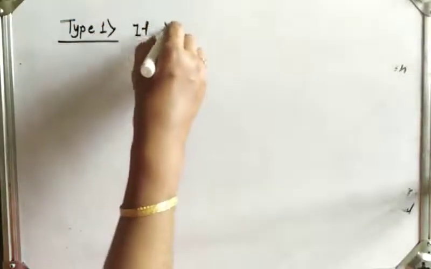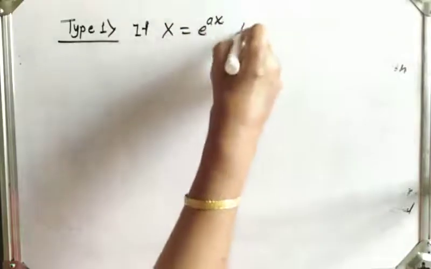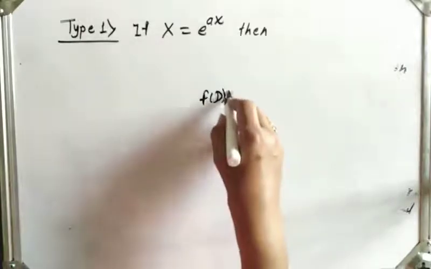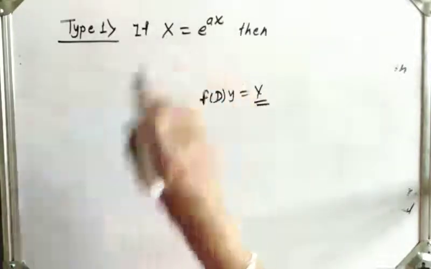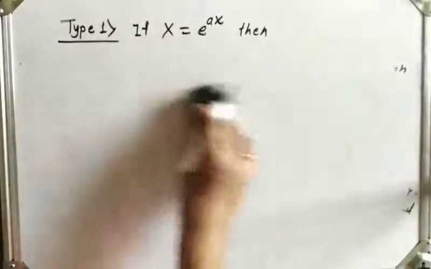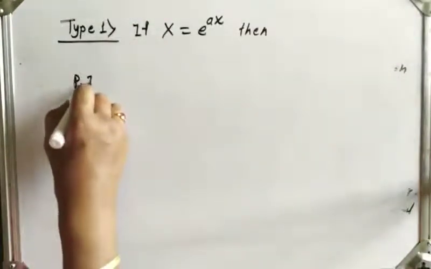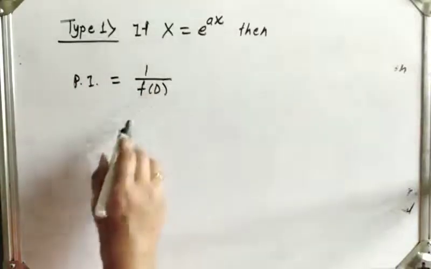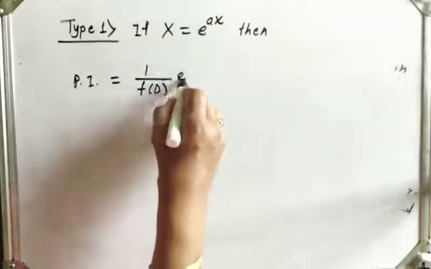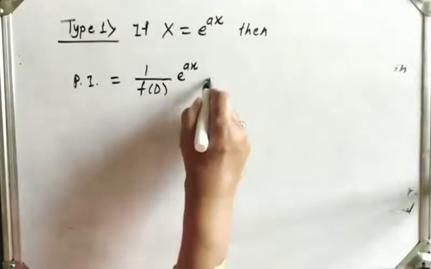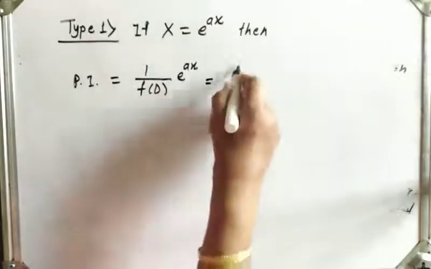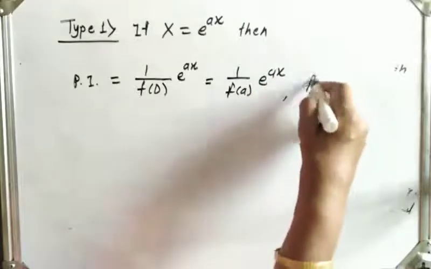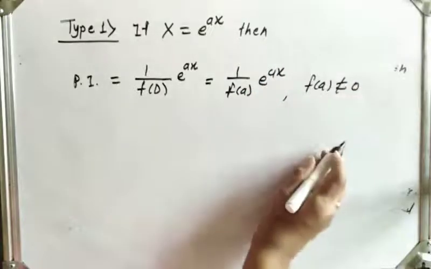If X is equal to e raised to ax, meaning in f of D, y is equal to X, and this X is of the form e raised to ax, then the formula for particular integral is 1 upon f of D into X. So X is here e raised to ax. So replace this D by this a, that is 1 upon f of a into e raised to ax, when f of a is not equal to 0.